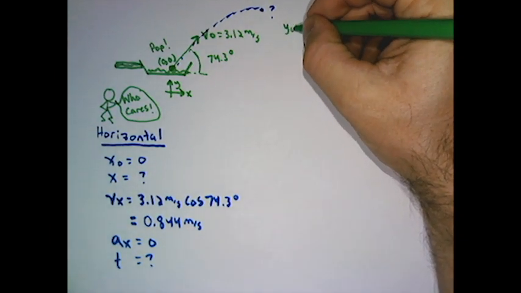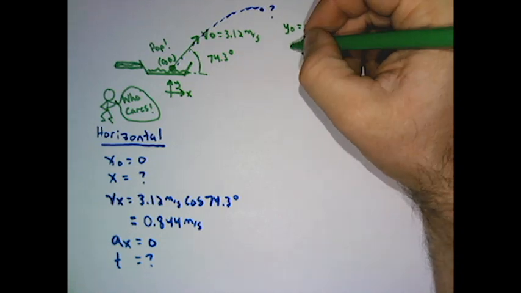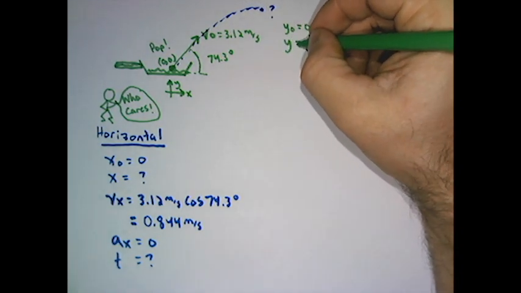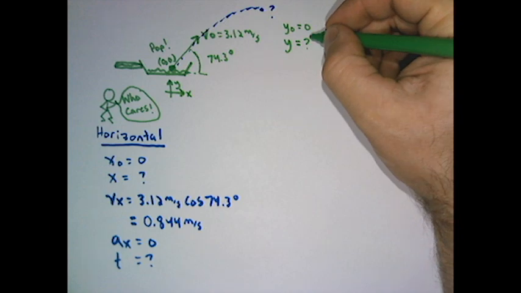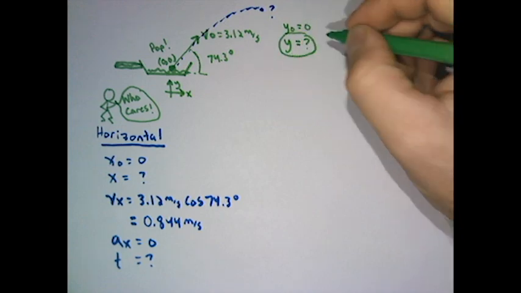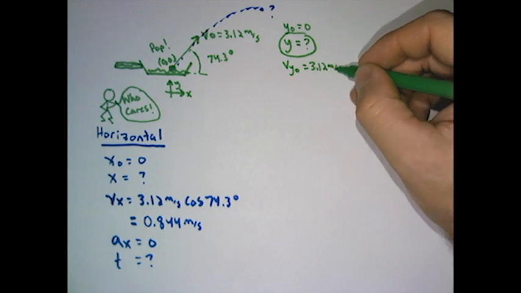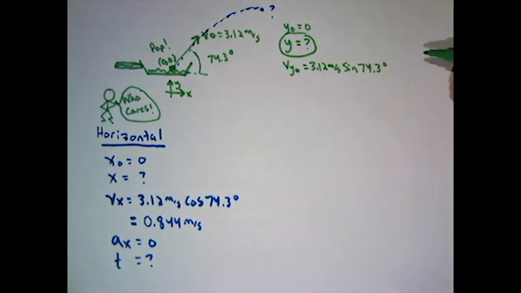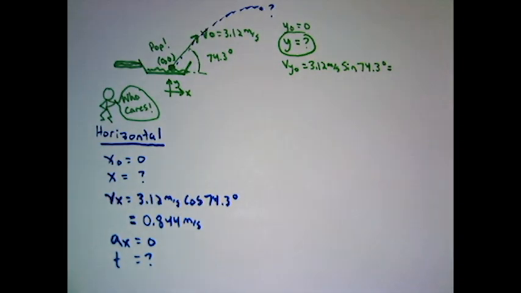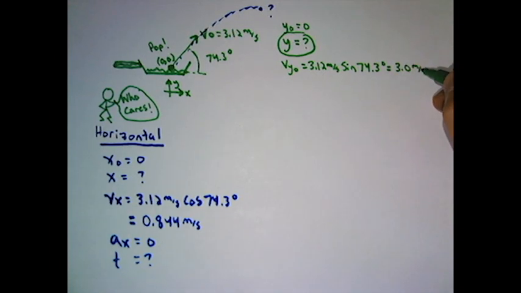Popcorn kernel starts off at the zero position vertically. We want to find the ending vertical position. Vertical direction determines how high and how long it's in the air. So I'll use my y component of my launch velocity with the sine function. It ends up being 3 meters per second of speed in the vertical direction.